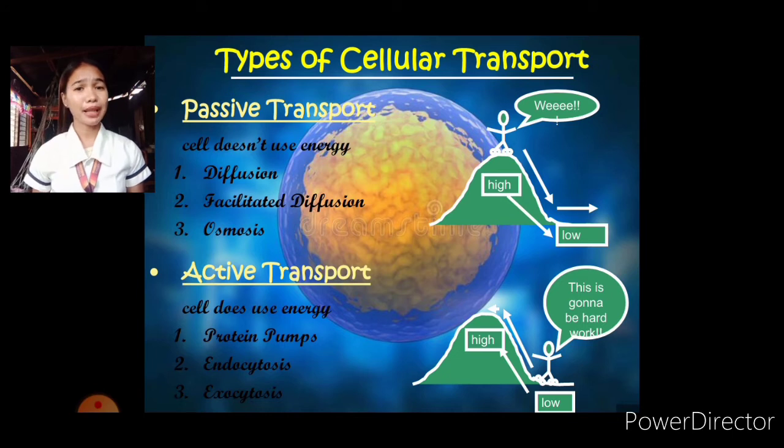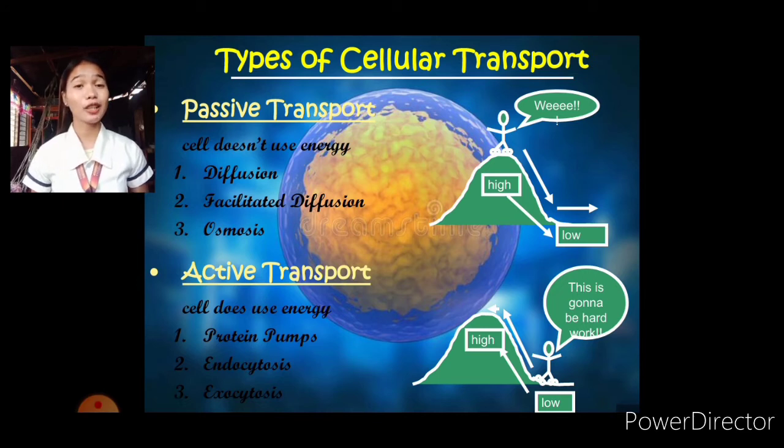In passive transport, the cell doesn't use energy. It has 3 types, namely diffusion, facilitated diffusion, and osmosis. In active transport, the cell does use energy. It also has 3 types: the protein pumps, endocytosis, and exocytosis.